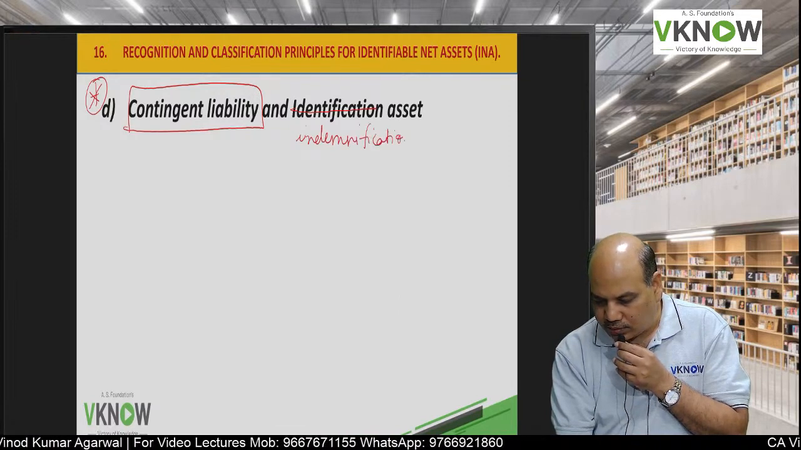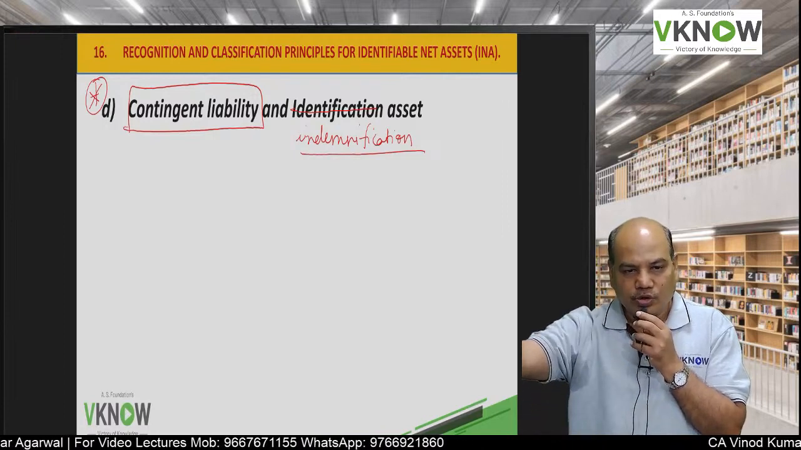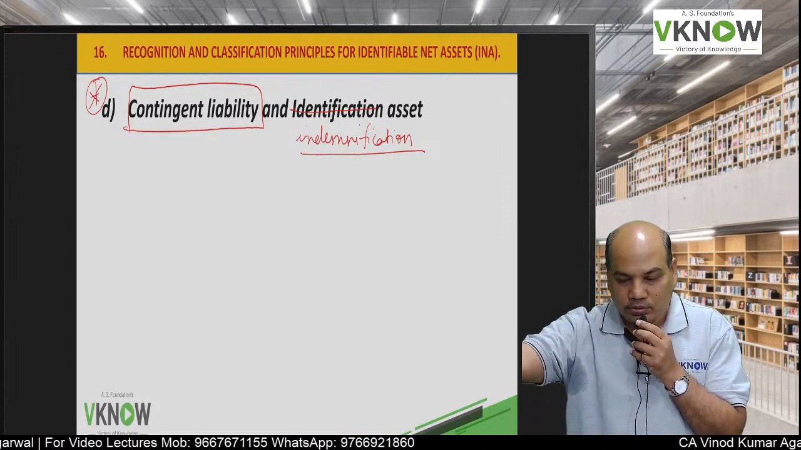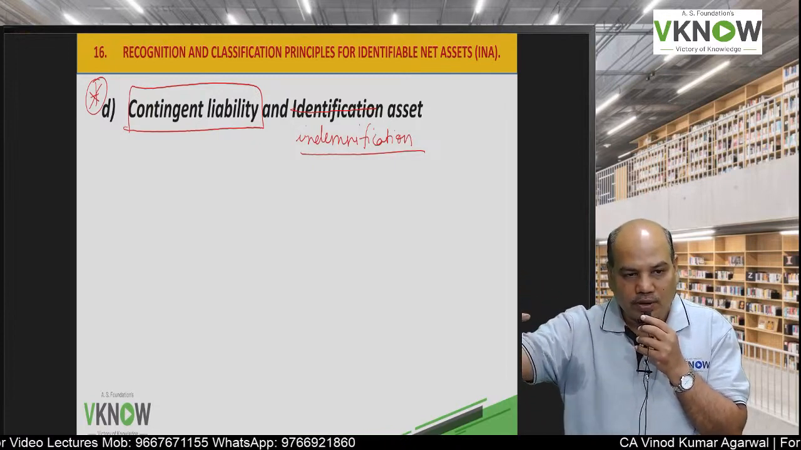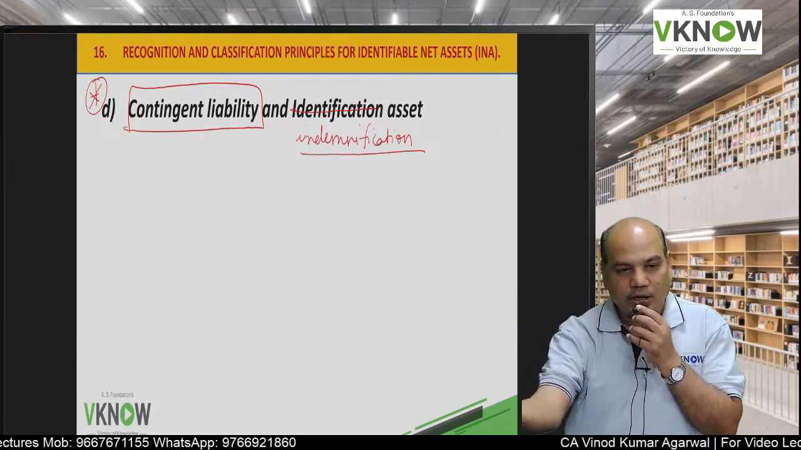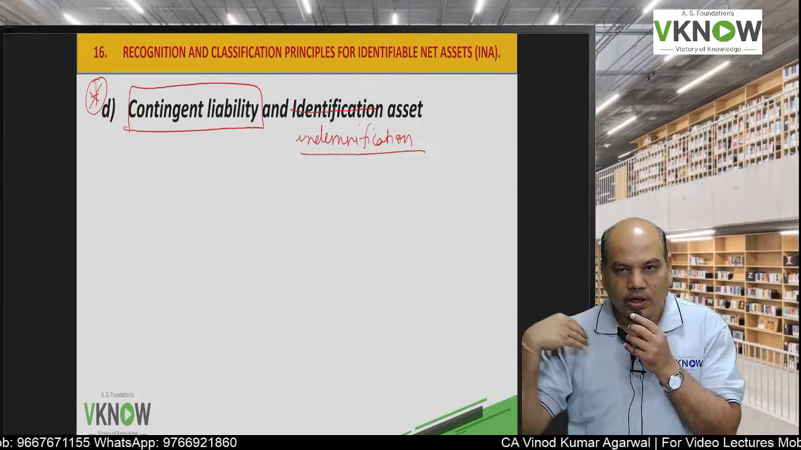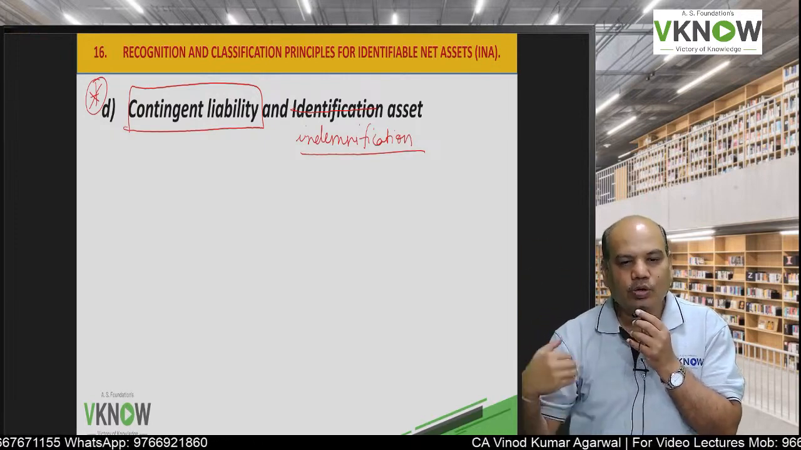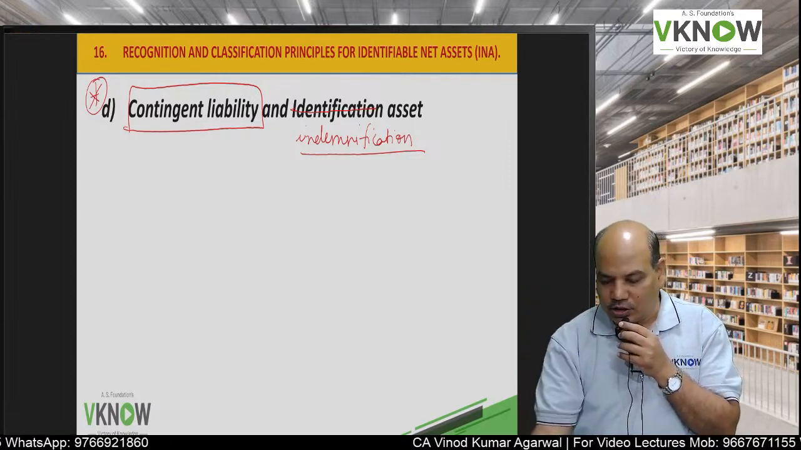There may be some contingent liability in the books of the acquiree. There is a court case going on, and we are not able to decide whether we should acquire this company or not because of the ongoing court case. The acquiring company says, don't worry, if you incur any loss, we will indemnify you. We are going to compensate you. So that is called an indemnification asset.